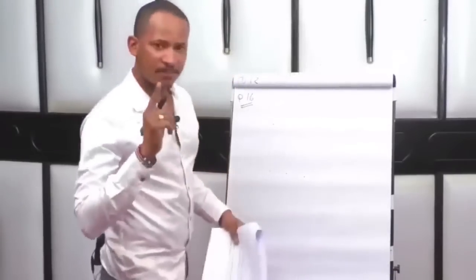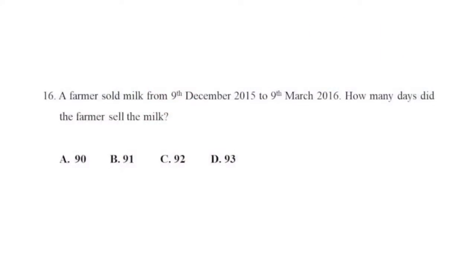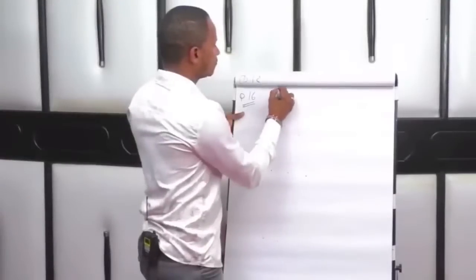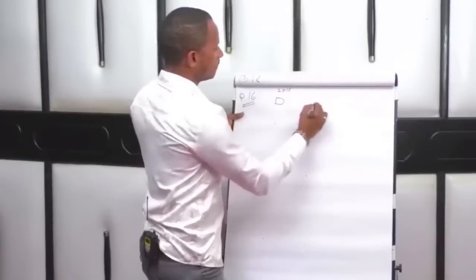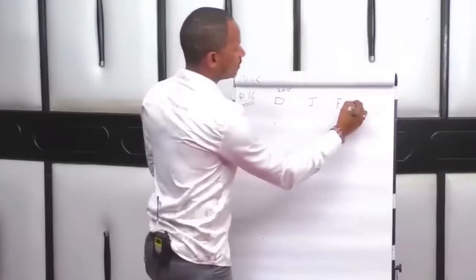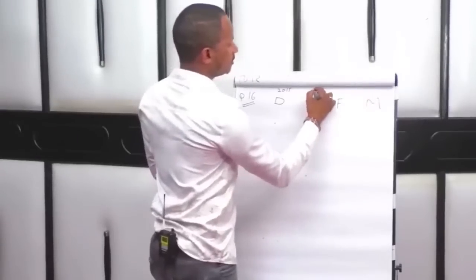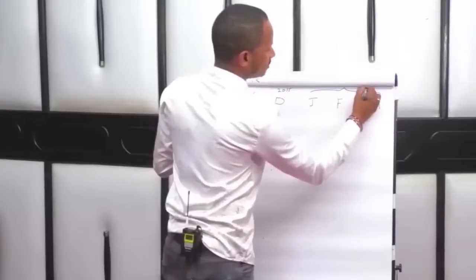Question 16. A farmer sold milk from 9th of December 2015 to 9th of March 2016. December 2015, 9th to March 9th, 2016. How many days did the farmer sell the milk? Just write the months. Write December 2015. Then January, February, March. So these 3 are 2016.